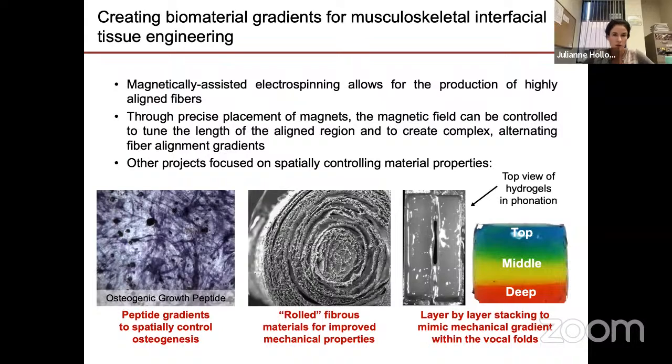We have a number of different projects in this area that I do not have time to talk about today, using other kinds of peptide gradients beyond the calcium binding peptide, as well as looking at creating more 3D fibrous materials. And then lastly, using layer by layer stacking in hydrogels for other types of tissue applications, but the same idea here of methods that we've developed to spatially control biomaterial properties.